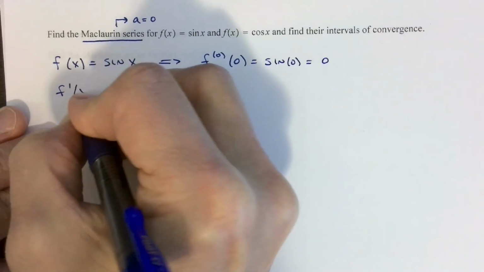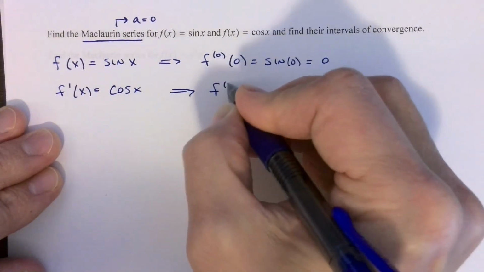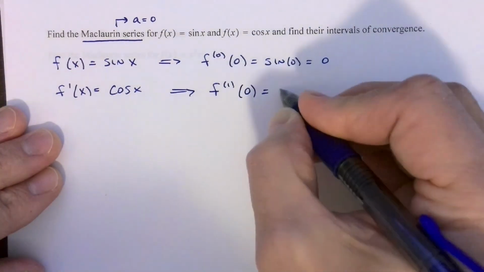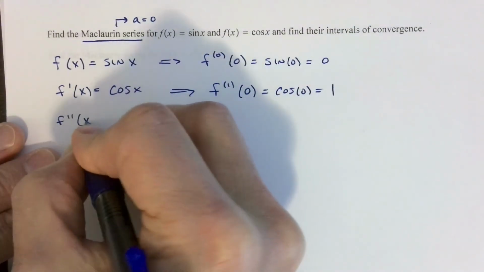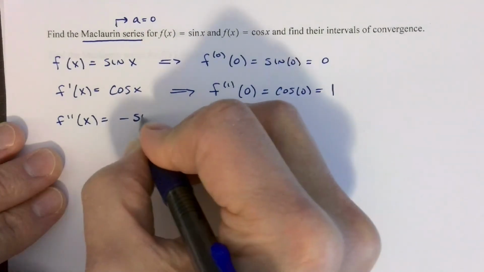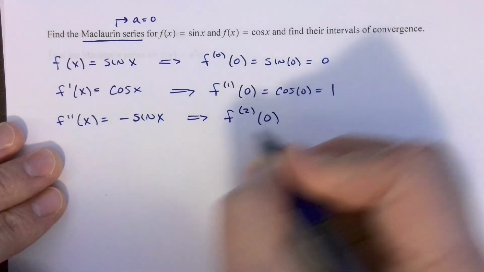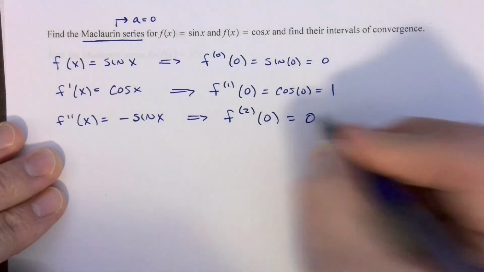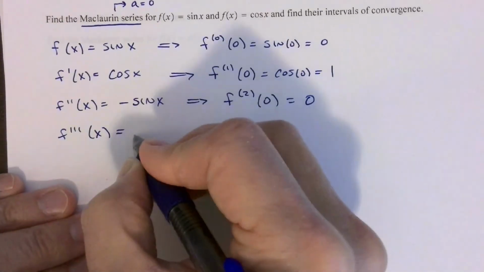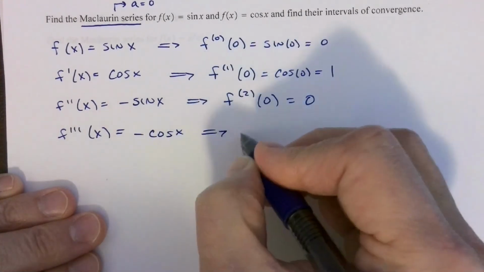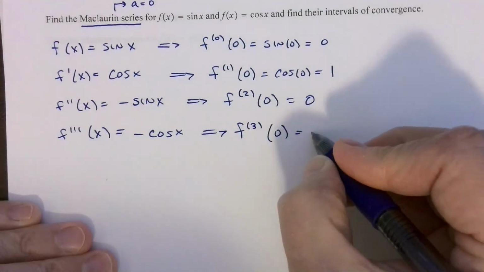f prime of x is cosine of x. Therefore, the first derivative evaluated at 0 is cosine of 0, which is 1. What's the second derivative? It's the derivative of cosine of x, negative sine of x. So the second derivative evaluated at 0 will be minus sine of 0, but sine of 0 is 0, so I still get 0. The third derivative is the derivative of negative sine of x, which is negative cosine of x. So the third derivative evaluated at 0 is negative cosine of 0. That's negative 1.